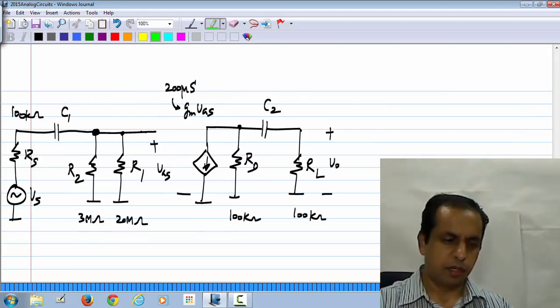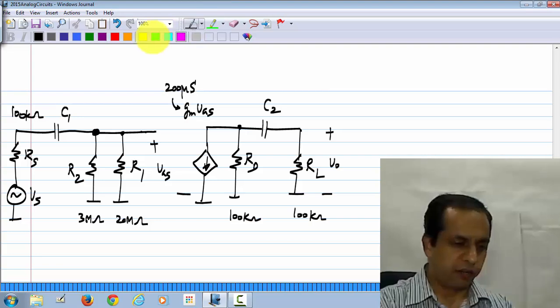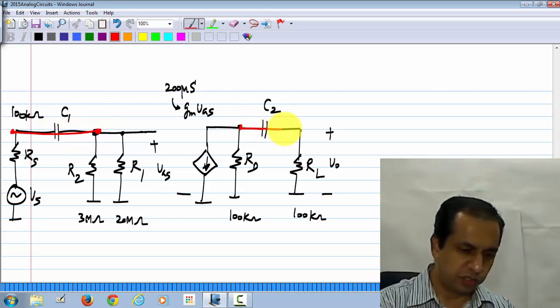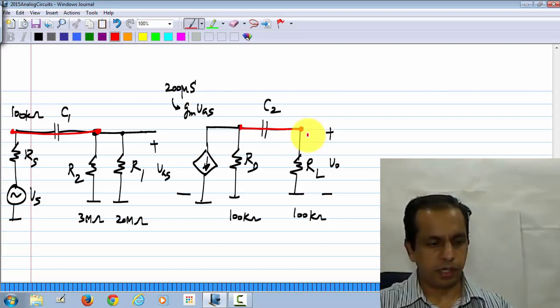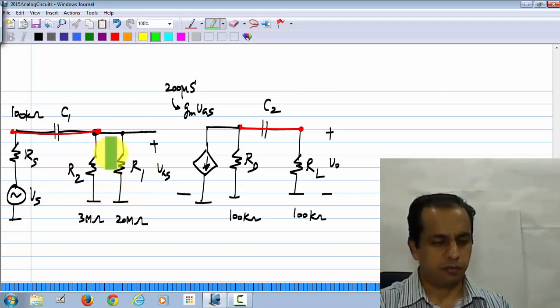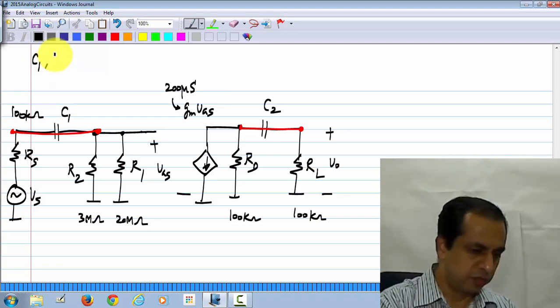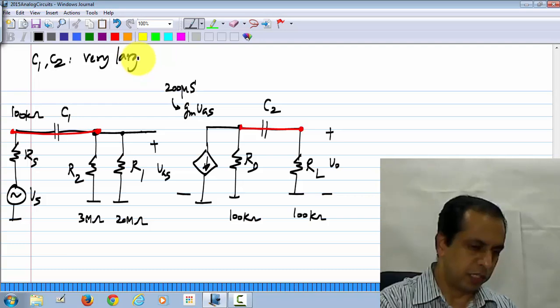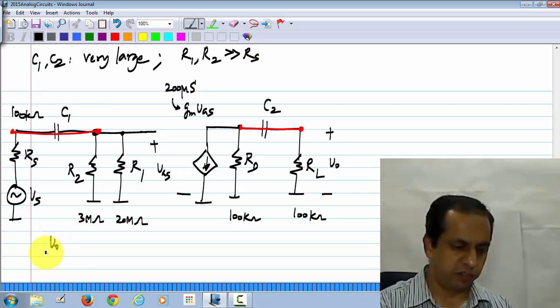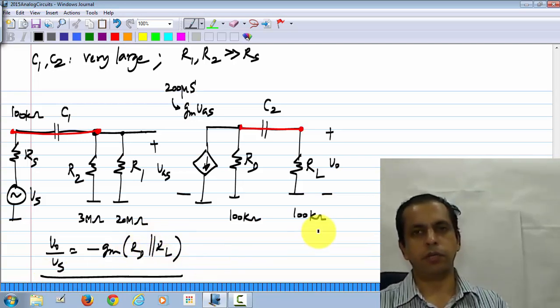But we have the small signal picture of the same amplifier here, and if C1 and C2 are sufficiently large, now we do know how to calculate them to be sufficiently large, they do behave as shorts at the signal frequency. So, if they behave as shorts, and if R2 and R1 are very large compared to RS, so let me write those things down. C1, C2 very large. I will not specify the value, but we do know how to calculate that, and similarly R1 and R2 are much more than RS. In this case, we know that the small signal gain V naught by Vs is minus GM times RD parallel RL according to our previous calculation.